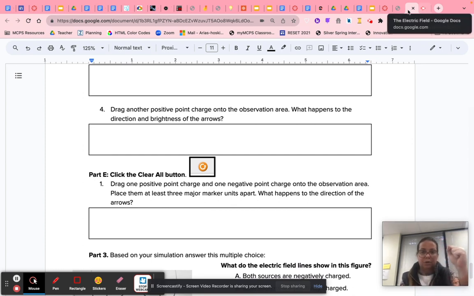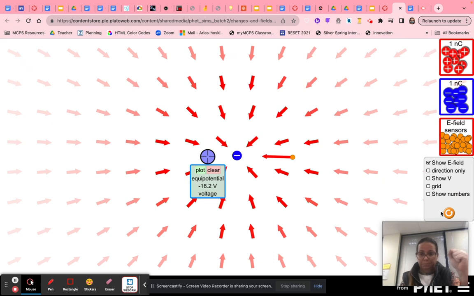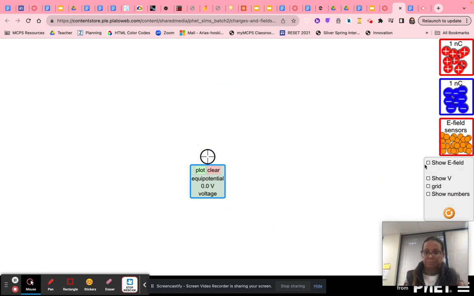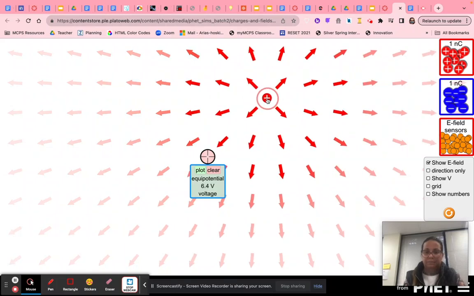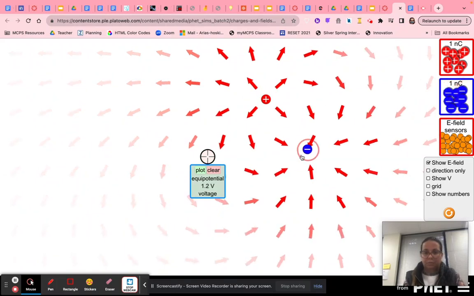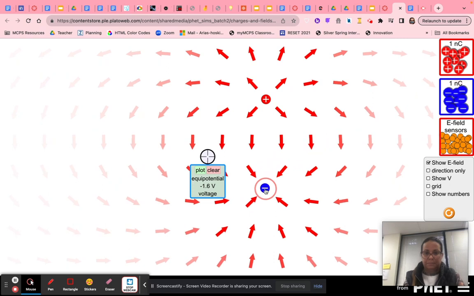Actually, this is one of my favorite ones. So I'm going to click here, take one of the positive charges, and you're going to take one of the negative charges. What do you see?